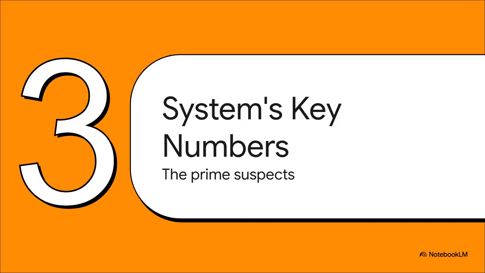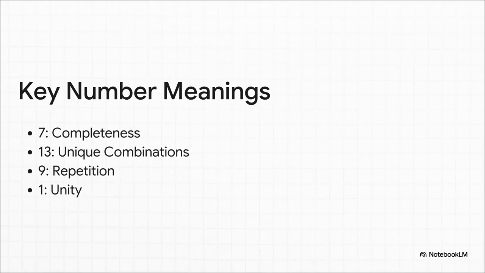So as you start to decode these different patterns, you see this small group of numbers showing up over and over again. You could call them the prime suspects behind the code. The theory claims that the entire system is built around these key numbers. And according to the theory, these aren't just random numbers. No, they're like the vocabulary of the code.